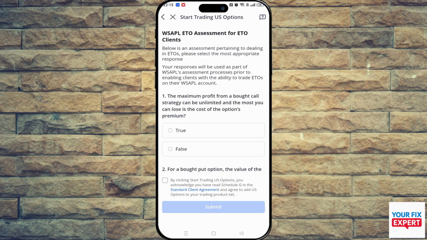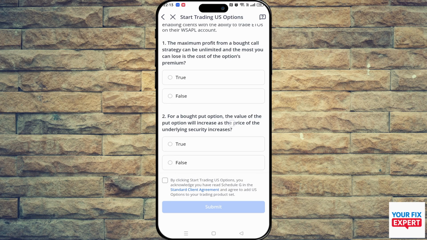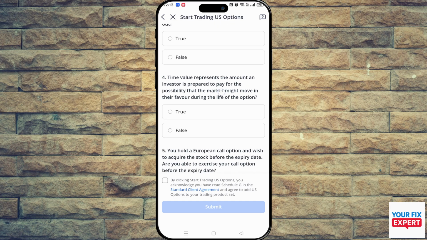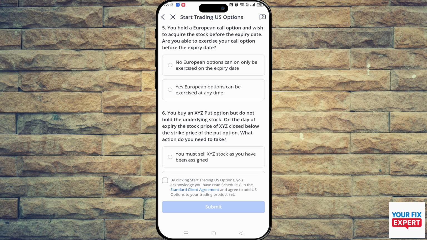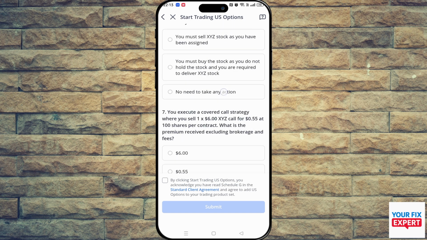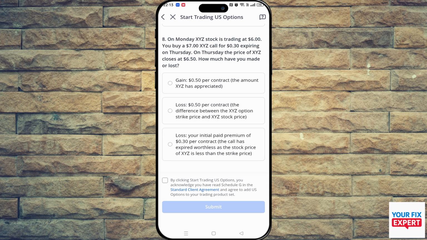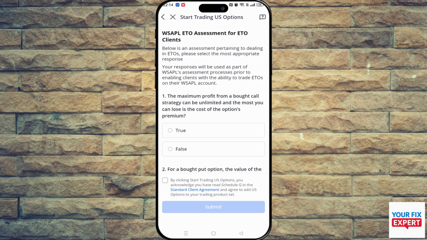Now, you need to answer this as truthfully as possible, and you can rack up your experience by doing paper trading as well. So keep that in mind. And once you're done with this form, unfortunately, it'll be up to Webull to decide what level of options trading you qualify for.